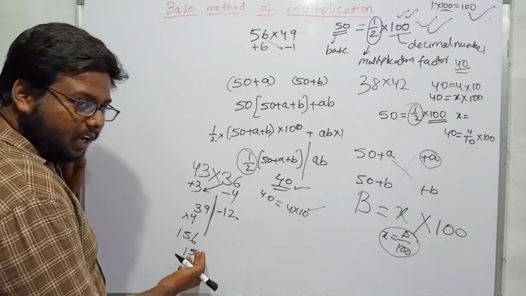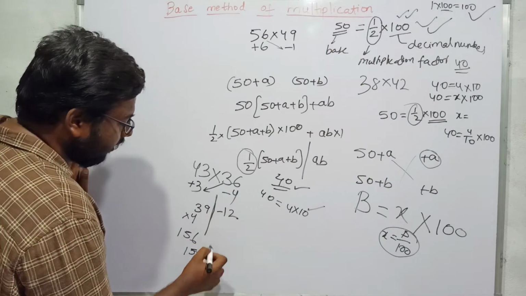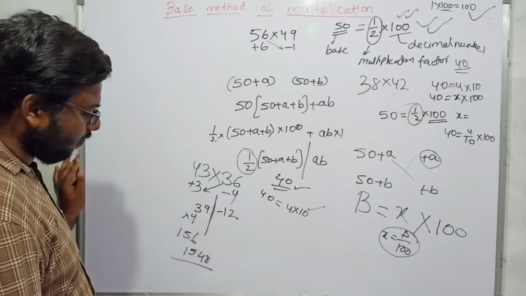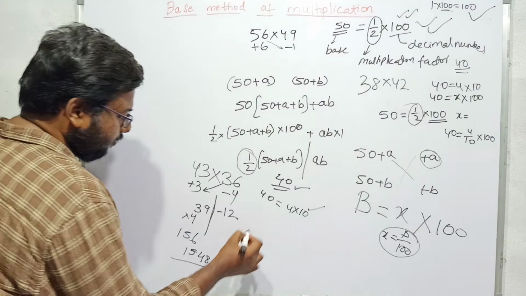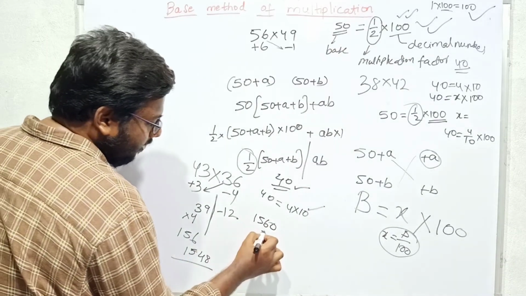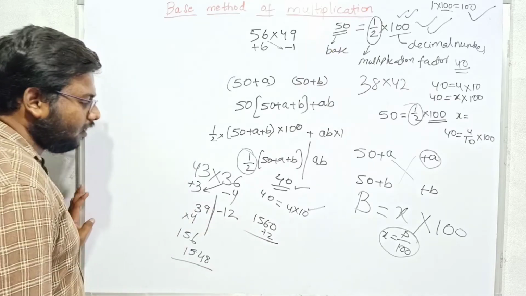That means I am taking out 20. If I remove 12 from 20, I will get 8. This is 1548. Otherwise, if you don't have clarity, no problem. 156 into 10 is 1560 minus 12. This is 1548.